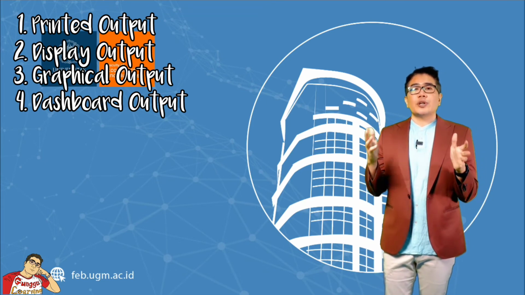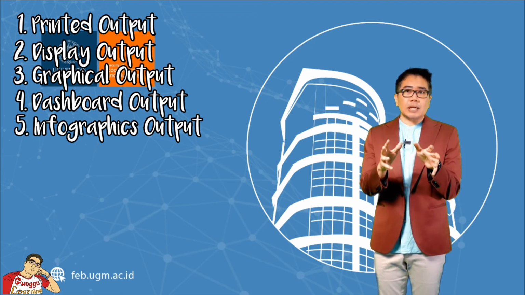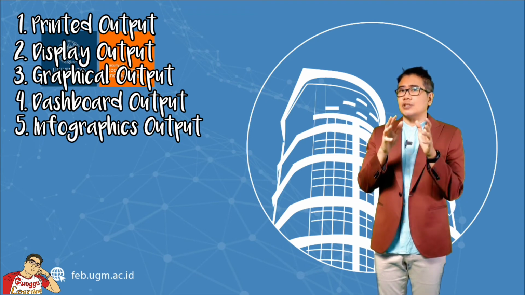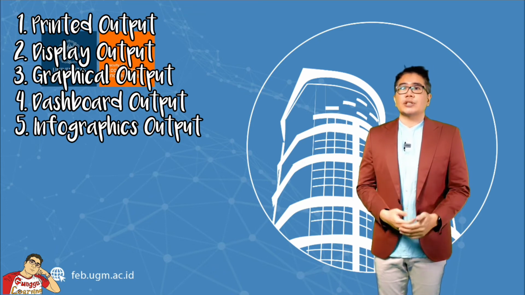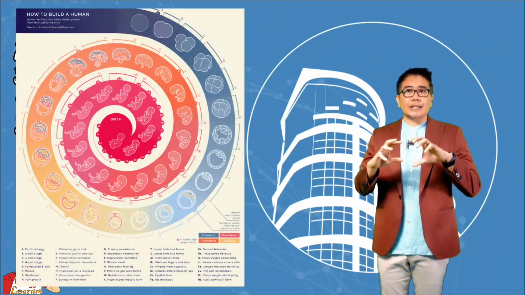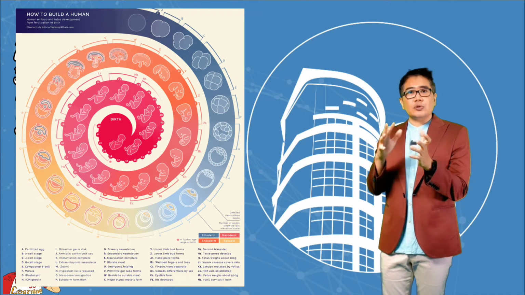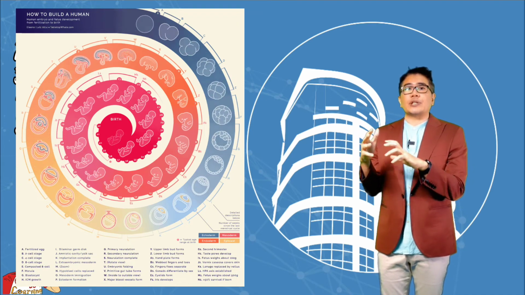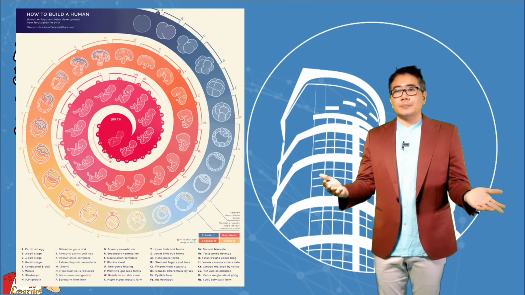Next, we have the infographics output design, which is the output design that is intended for a certain type of topic to be delivered to the users. For example, an example here is a topic on how to create a human. This infographic shows sequential information in an animated infographic of where a human comes from.